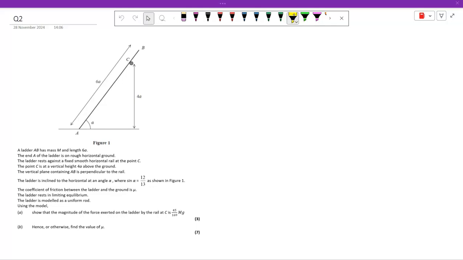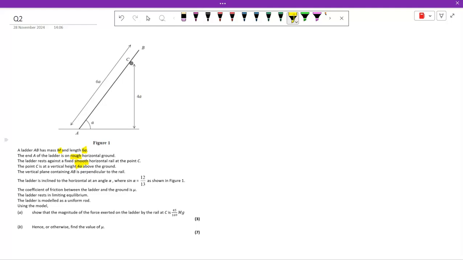Okay, so we've got a ladder, AB, which has mass M and length 6A. The end of the ladder is on rough horizontal ground. The ladder rests on a fixed smooth horizontal rail at point C, and the point C is at a vertical height of 4A above the ground.